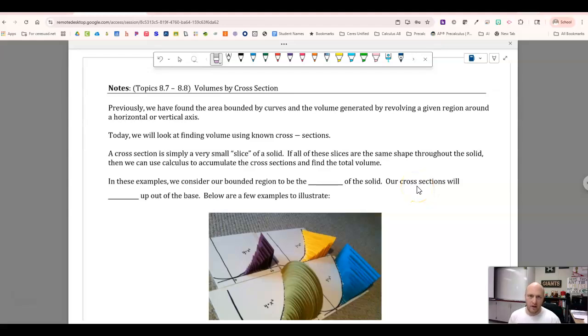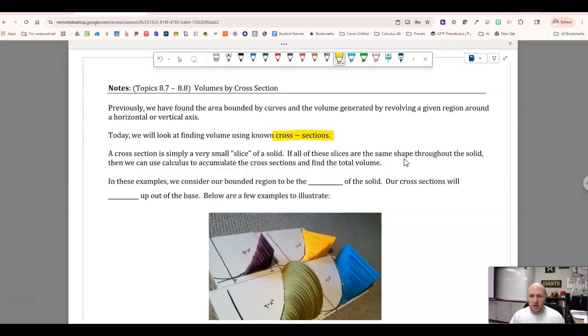We are going to talk about finding volume through integration of area using cross sections of a solid. Previously, we've looked at finding the area between two curves, and we will eventually find volume by generating a given region around an axis. But today, we're going to look at what is known as cross sections.